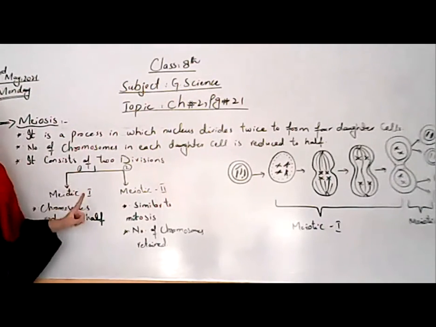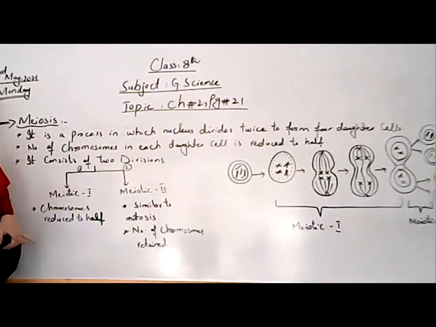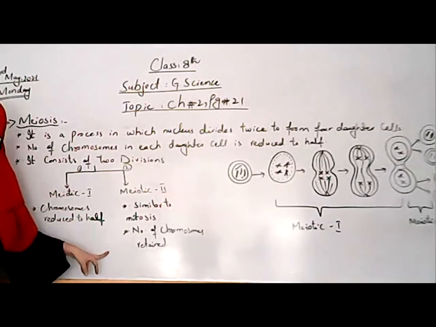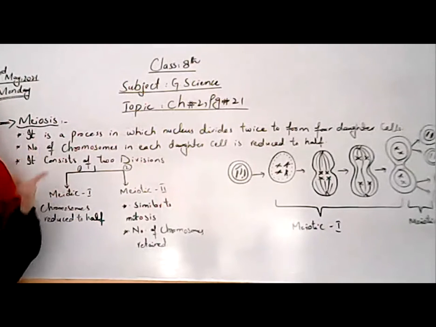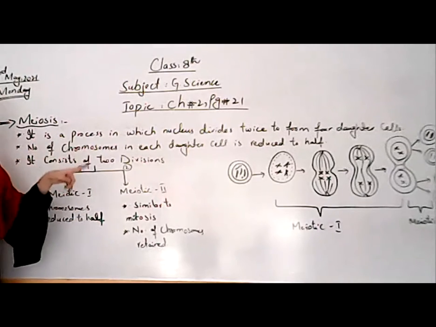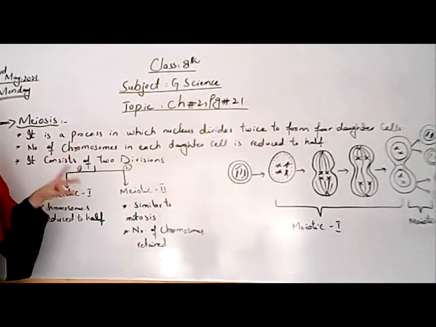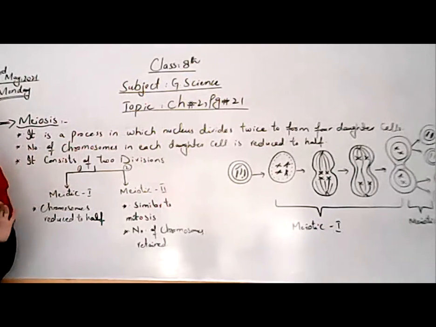Now the next is meiotic 2. Meiotic 2 division is similar to mitosis, in which the number of chromosomes remains the same. Number of chromosomes retained means the number of chromosomes is the same as the parent cell. If the parent cell has 2 chromatids, then the daughter cell also has 2 chromatids.